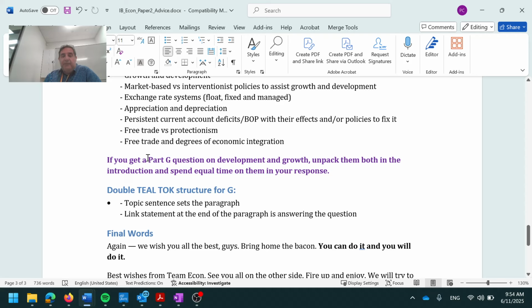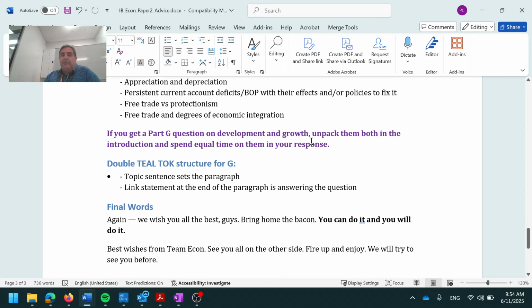The recommendation there, if you get a Part G question on development and growth, then I would spend a little bit of time in the opening paragraph unpacking the difference between the two. I would also add too that sometimes growth does not lead to development, because not always growth is inclusive. So, I would kind of spend some time explaining to the examiner the difference between growth and development, and then talk about their interdependence, because sometimes growth does lead to development, but sometimes it doesn't. But generally, if an economy develops, we usually see growth.